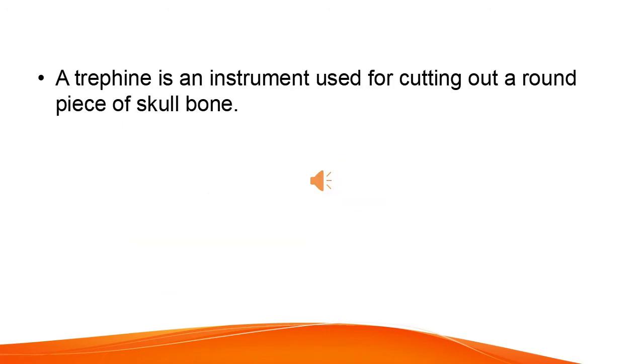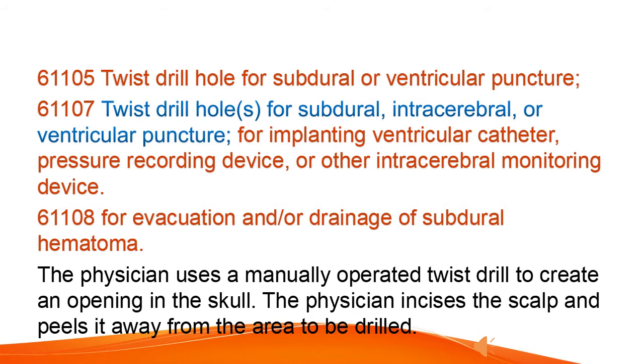A trephine is an instrument used for cutting out a round piece of skull bone. Twist drill hole for subdural or ventricular puncture. Twist drill hole, S, for subdural, intracerebral, or ventricular puncture, for implanting ventricular catheter, pressure recording device, or other intracerebral monitoring device. For evacuation and/or drainage of subdural hematoma.